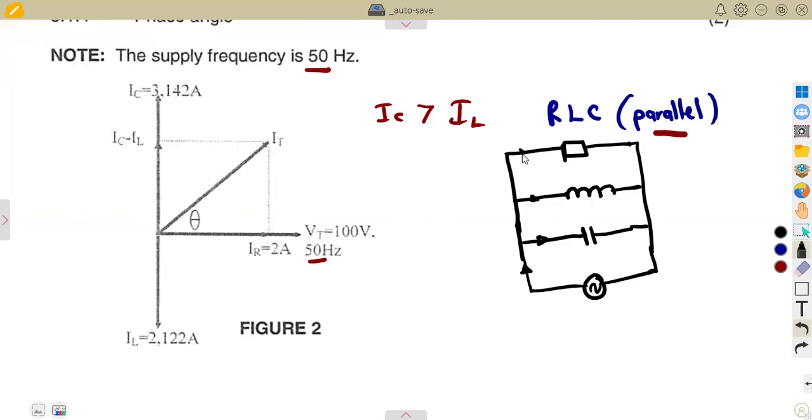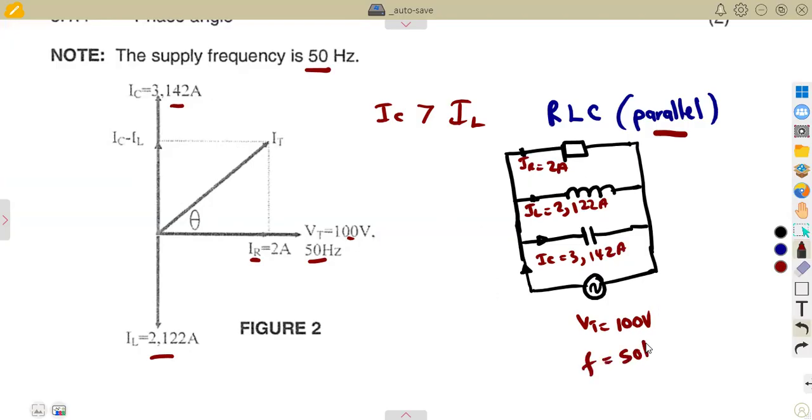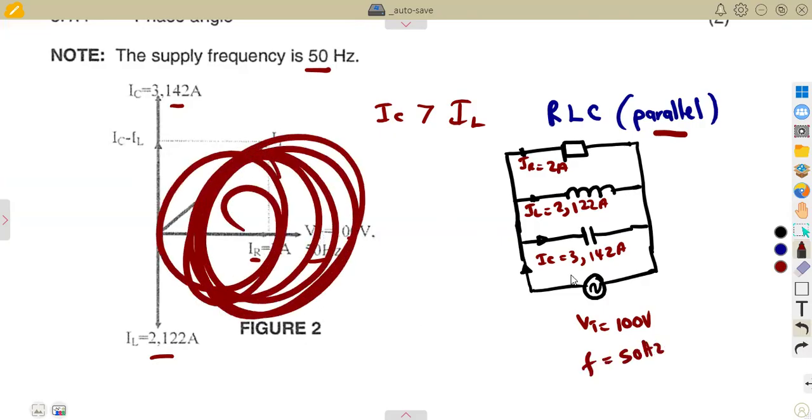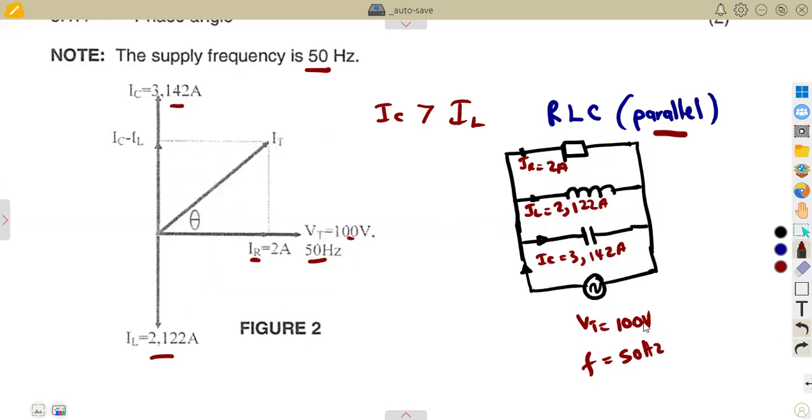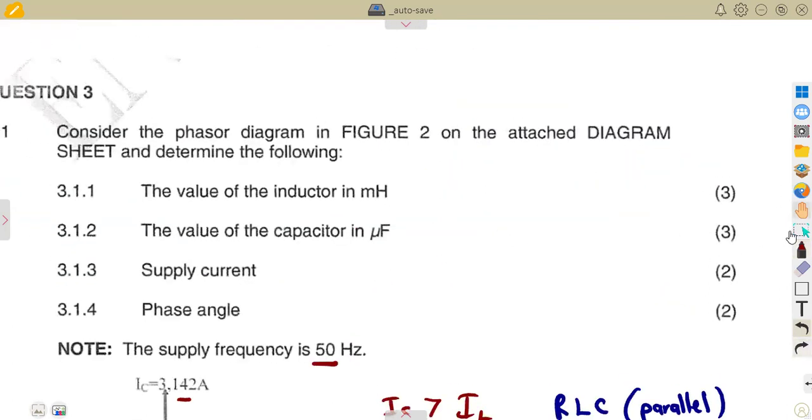So that is the same thing that we are having here, but only they presented it on a phasor diagram, where the total voltage is given as 100 volts. The current across the resistor is 2 amps. The one across the capacitor is 3.142. The current across the inductor is given as 2.122 amps. We're given all these currents, something that we are used to, but only that they are drawing it on a phasor. It was supposed to be the parallel currents. That's a parallel circuit.